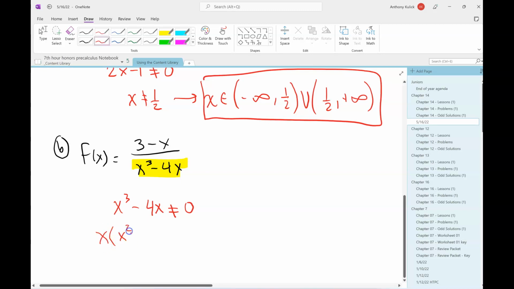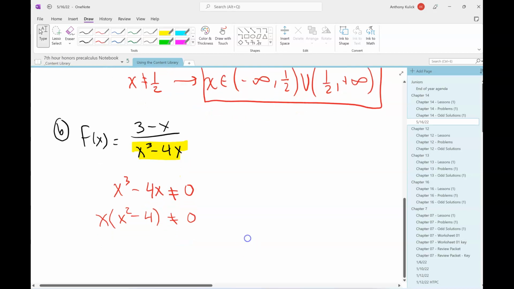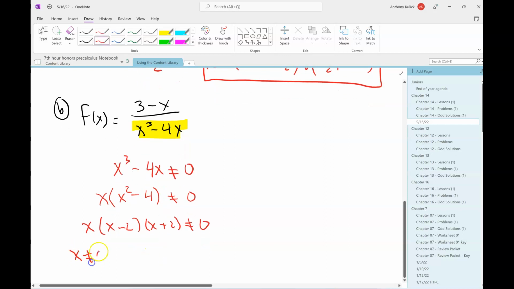That's great. Notice there's a greatest common factor of x. And what do you recognize after that? Well, you should hopefully see the difference of two squares there. That x squared minus 4 factors. And then you can apply the zero product property and say x cannot equal 0, 2, or negative 2.